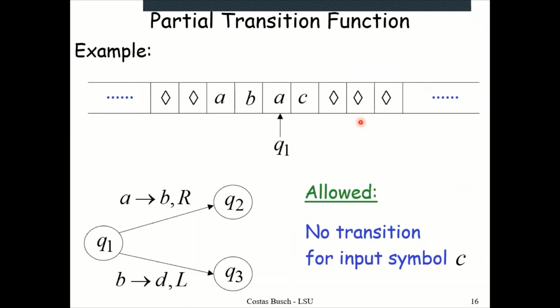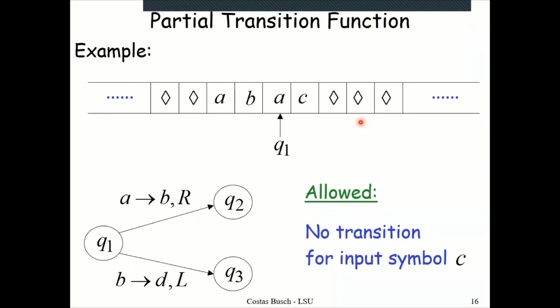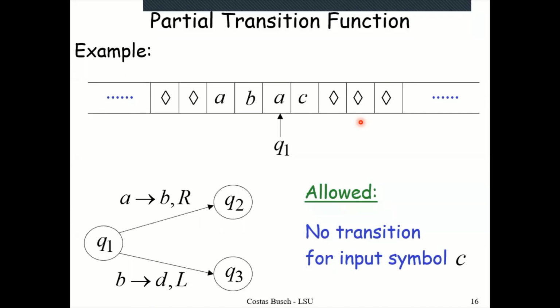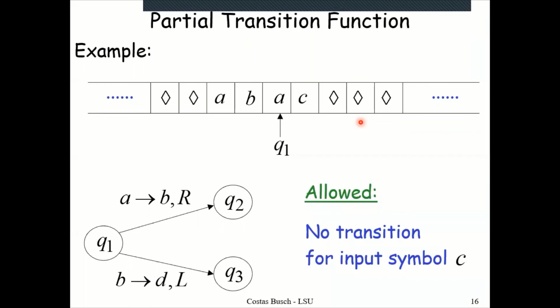Partial transition function. There is a concept in mathematics known as a total function and a partial function. A total function would mean that the function is defined for every element of the input, and a partial function would mean that the function is not defined for every element. The transition function of the Turing machine is a partial transition function.